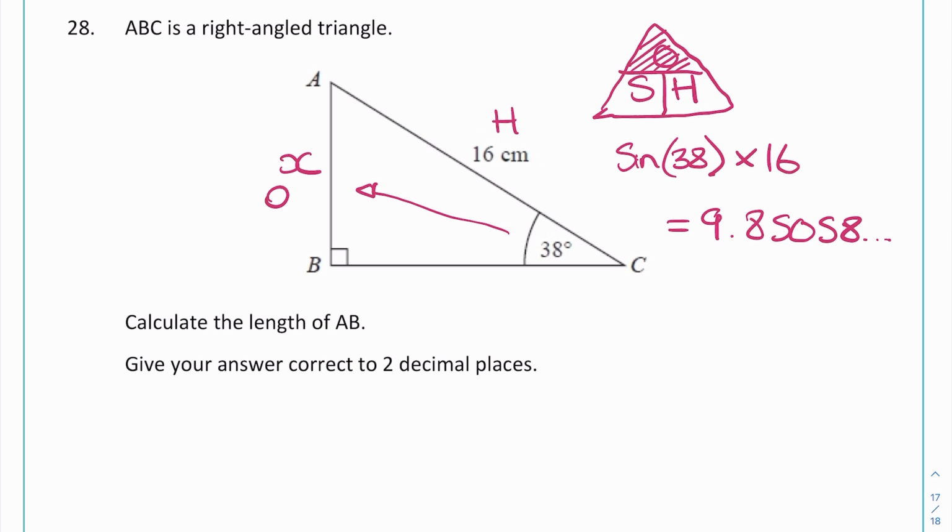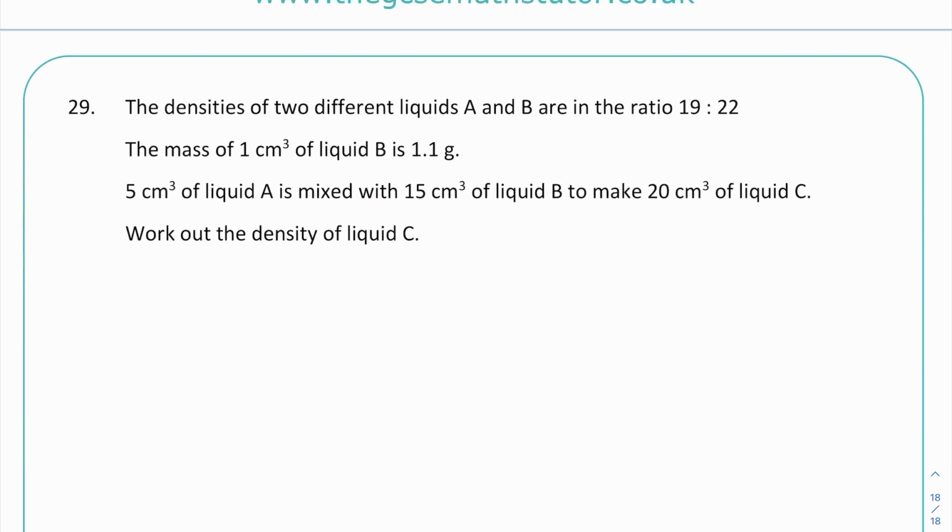I'm going to stop there, because it does say give your answer to 2 decimal places, so chop it after that second decimal, and you get 9.85. That is in centimetres, it's got centimetres on the dotted line, so we just need to write 9.85, and that is our final answer. On to our next question.